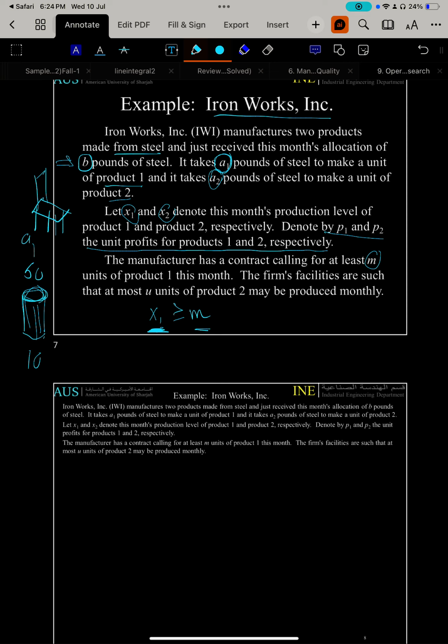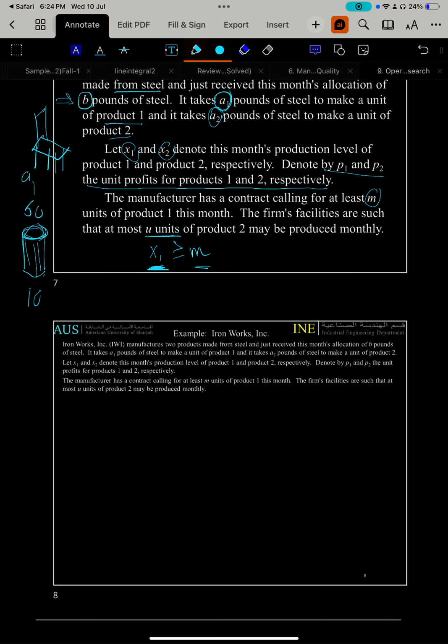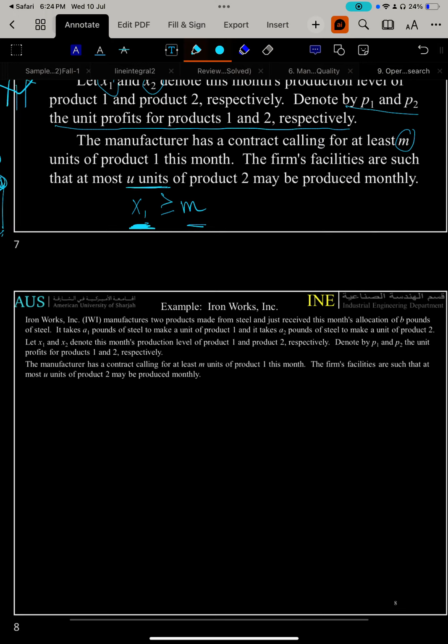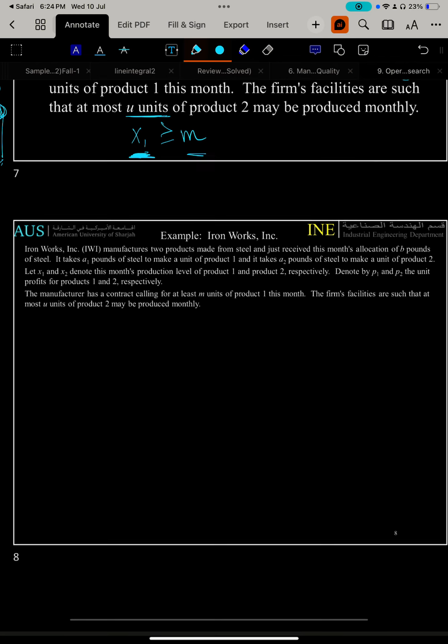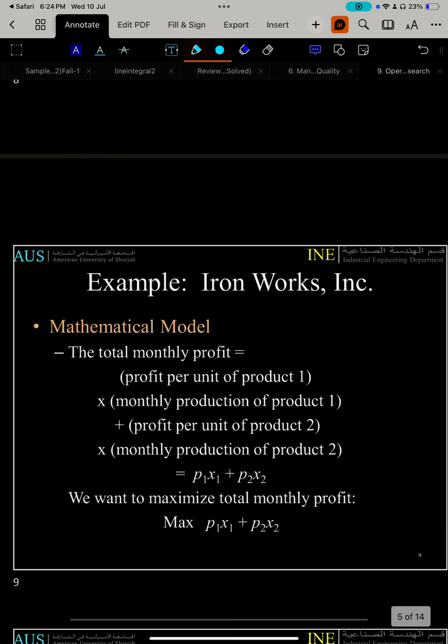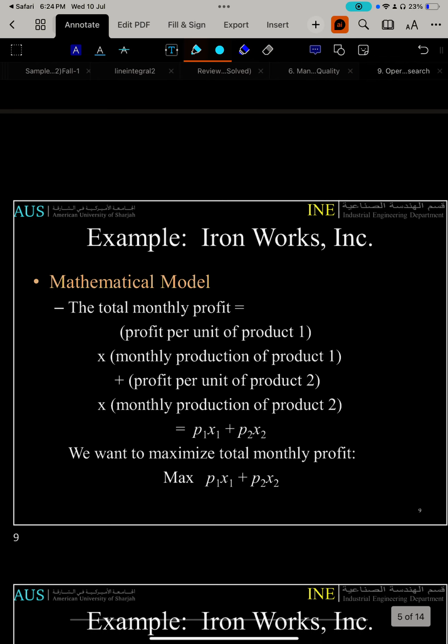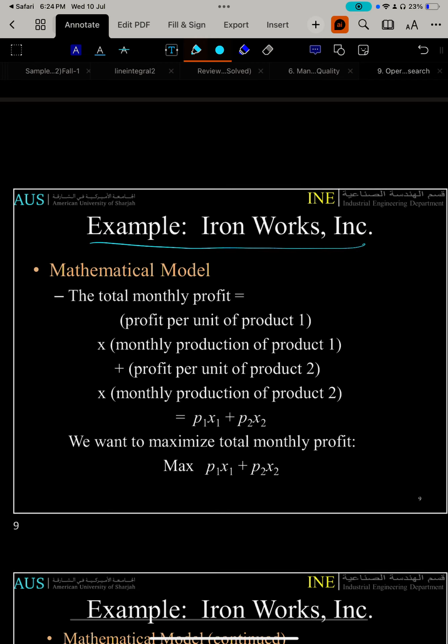Also, the firm's facilities are such that at most U units of product 2 may be produced monthly. So U is the limit on the number of units produced for product 2. That's the same problem. Now let's go to the mathematical model for this company.